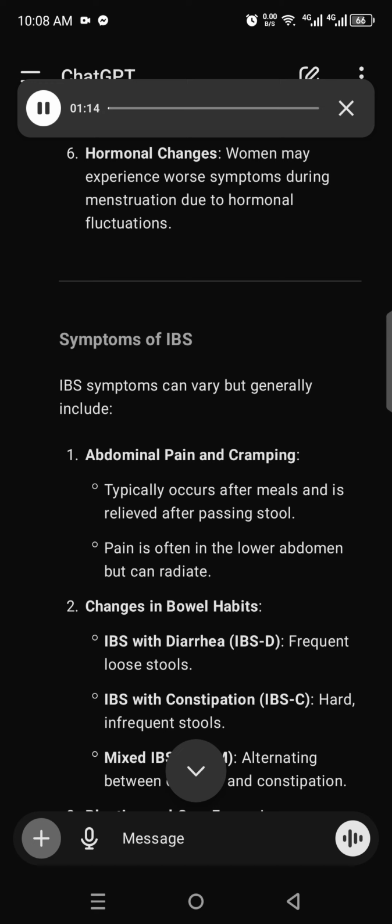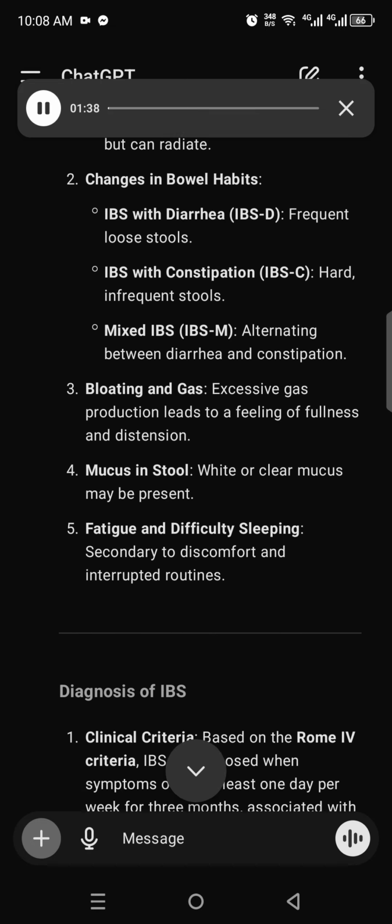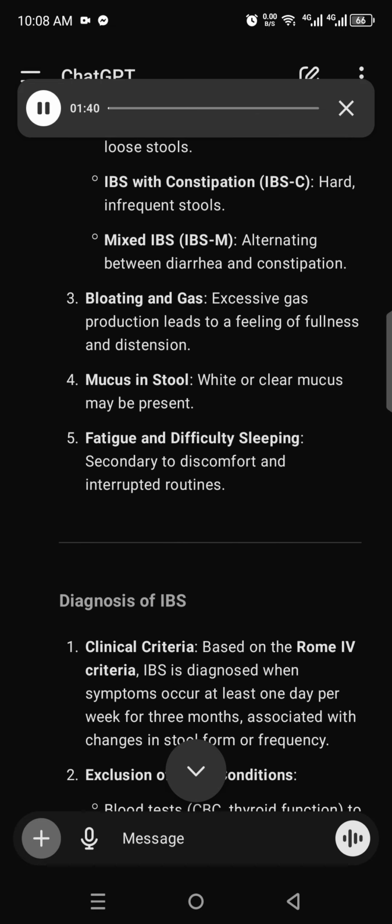Symptoms of IBS. IBS symptoms can vary but generally include: 1. Abdominal pain and cramping. Typically occurs after meals and is relieved after passing stool. Pain is often in the lower abdomen but can radiate. 2. Changes in bowel habits. IBS with diarrhea (IBS-D), frequent loose stools. IBS with constipation (IBS-C), hard infrequent stools. Mixed IBS (IBS-M), alternating between diarrhea and constipation.